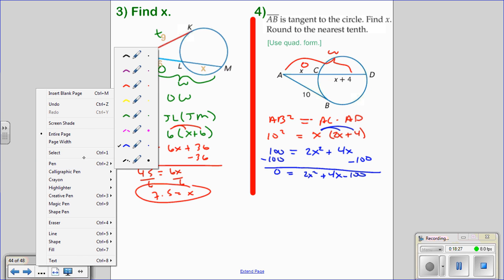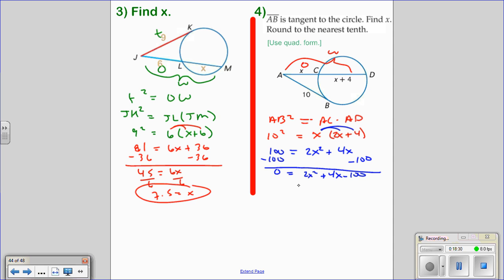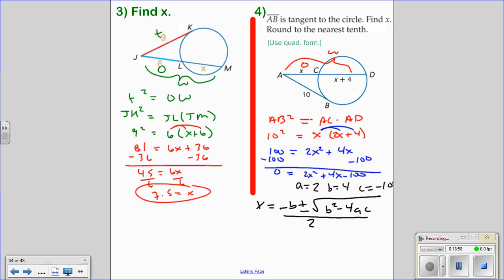For the quadratic formula, you need to understand your ABCs. So A is 2, B is 4, and C is negative 100. It's in alphabetical order according to the equation. And the quadratic formula is x equals the opposite of b plus or minus the square root of b squared minus 4 times a times c, all over 2a. So now let's substitute everything where it belongs. I'm going to put parentheses where I'm going to substitute.